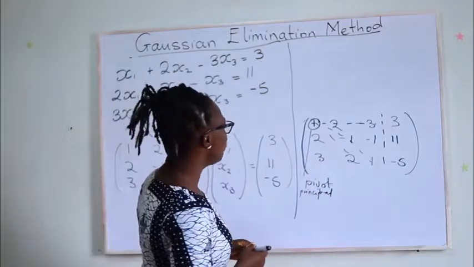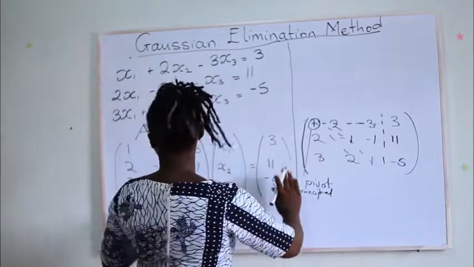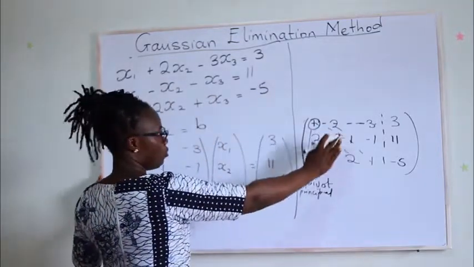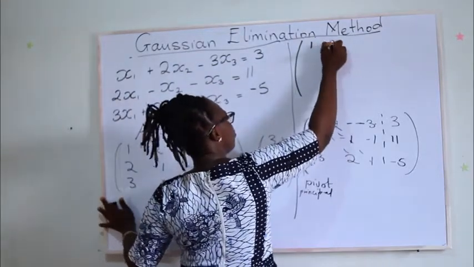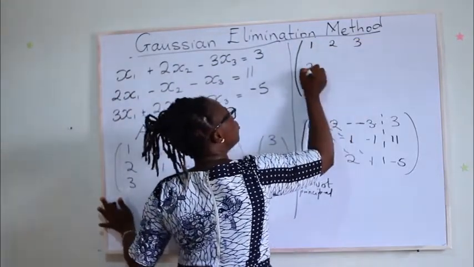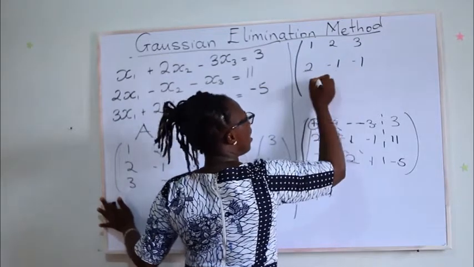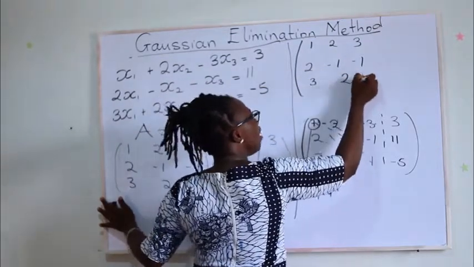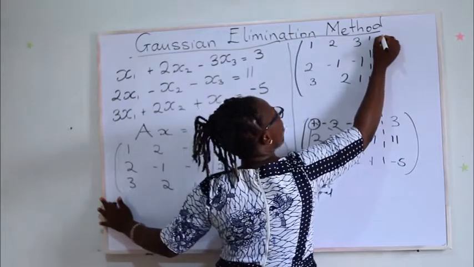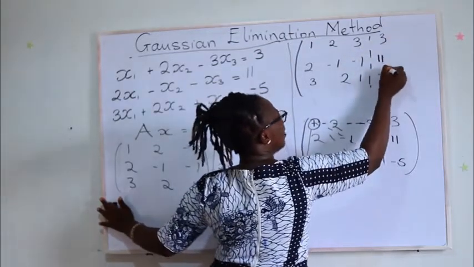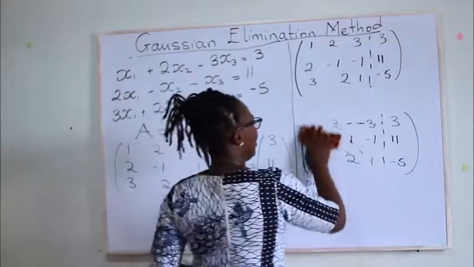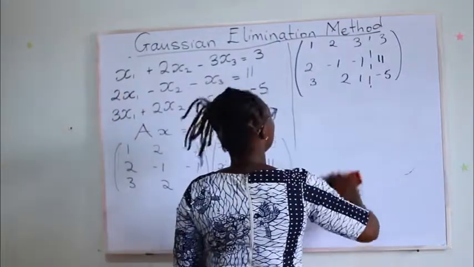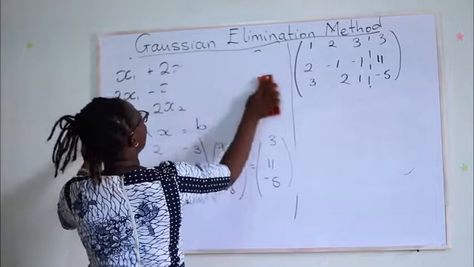So you realize that, let me write this out very well so that we use it: 1, 2, minus 3, 2, minus 1, minus 1, 3, 2, 1. I have 3, 11, then minus 5. Okay, so let me clean this and let's use this to solve.